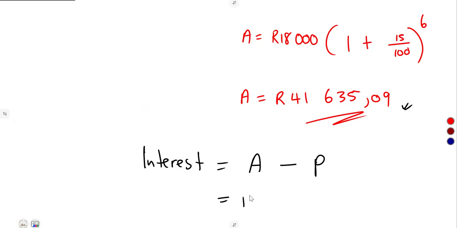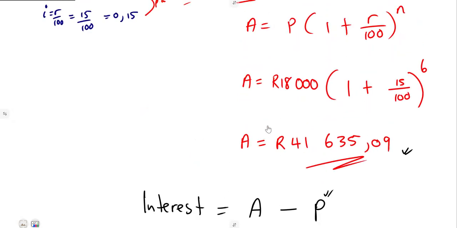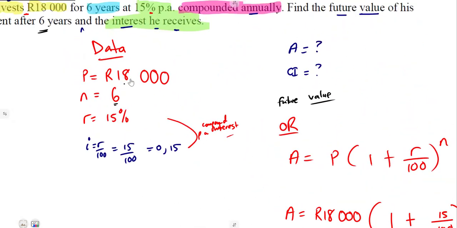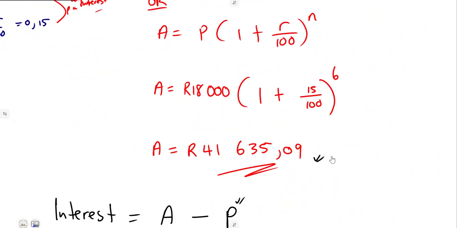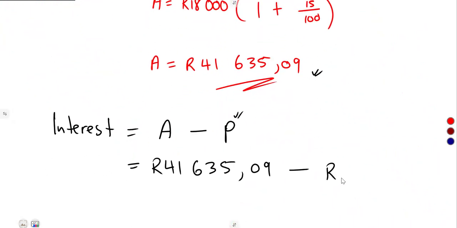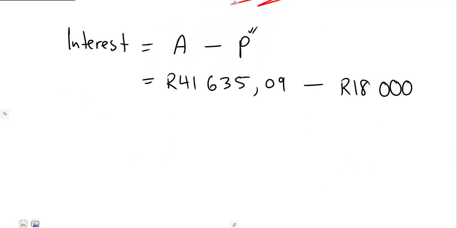So you're going to take this 41,635 point what? 09 minus the present value, the one that you started with, which is given as what? 18,000. So you're going to subtract 18,000 rand. So the difference is giving us what? The interest he received, or the compound interest that he received. So this is the interest received. All right, the interest received.